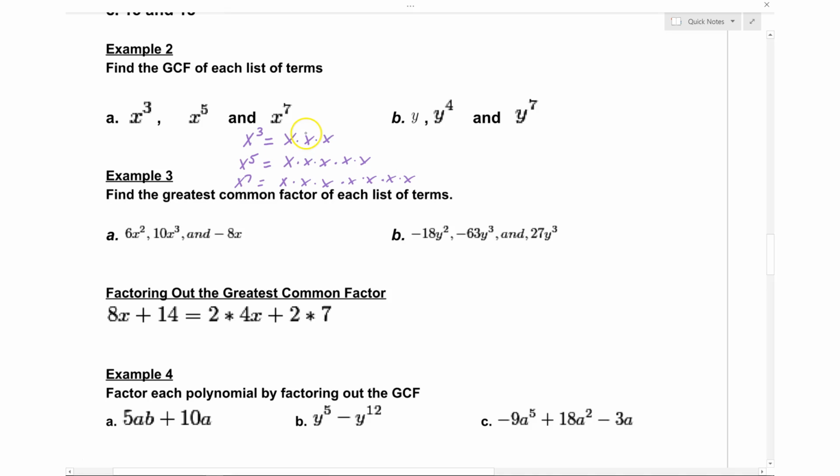And you notice if we want to find the GCF, we have to find what they have in common and factor out that. So you have one x, a second x, and a third x that they have in common. So the GCF is x times x times x, which is x to the third. So out of x to the third, x to the fifth, and x to the seventh, the GCF is x to the third.